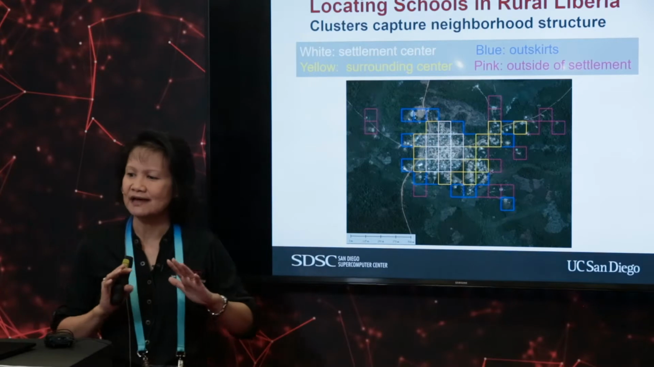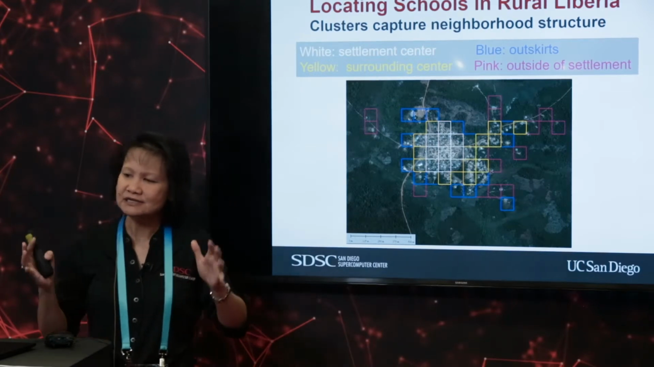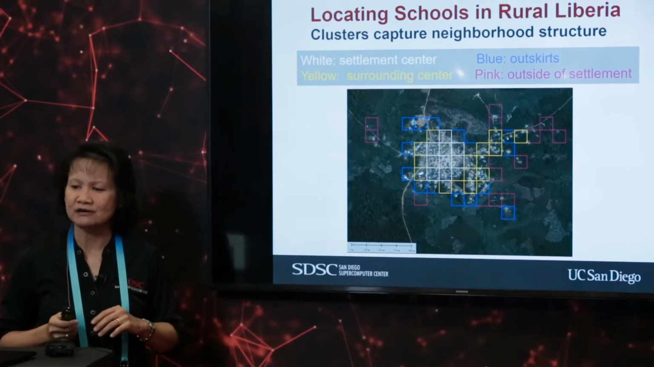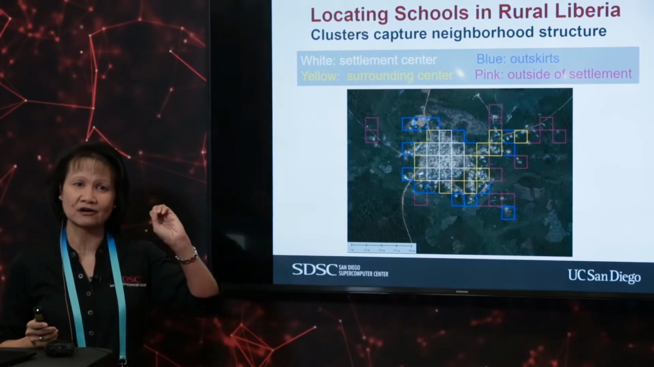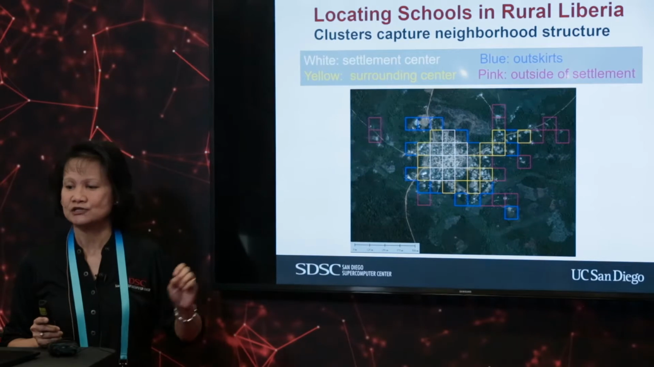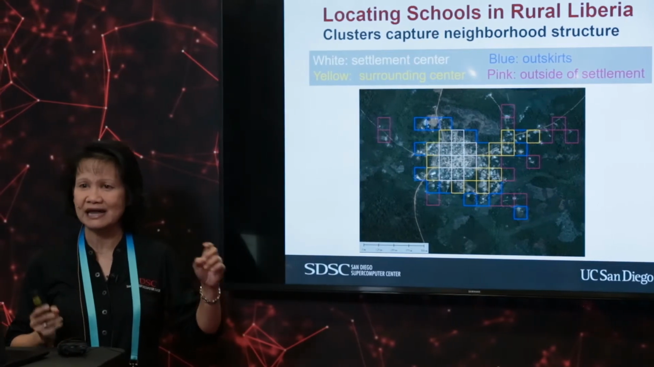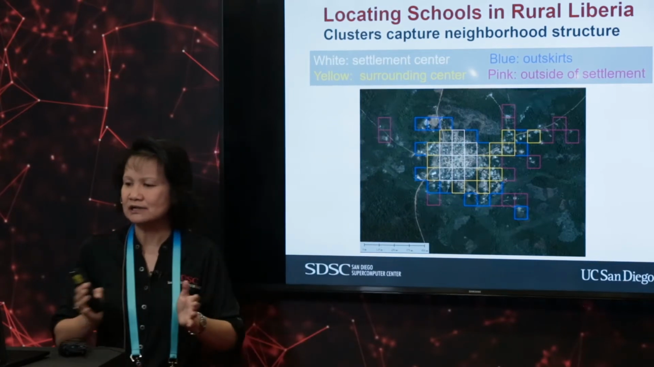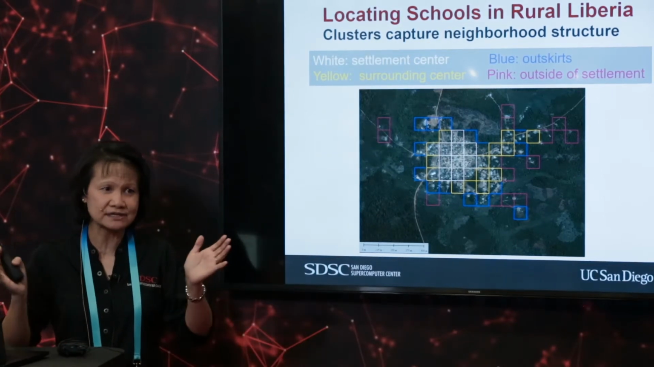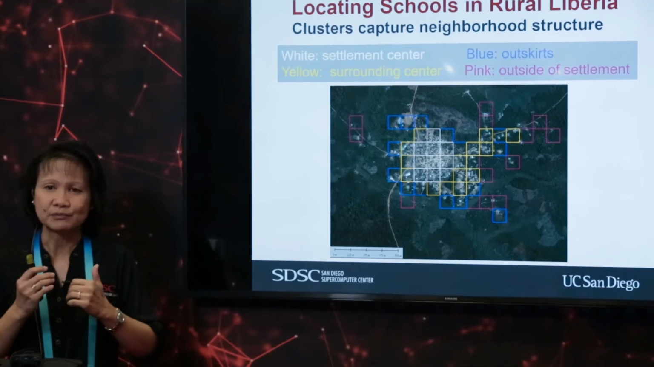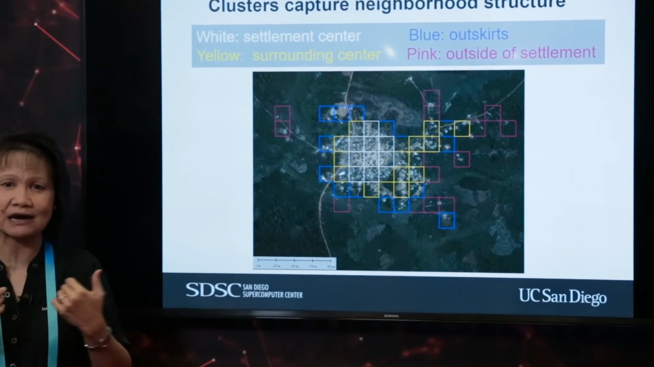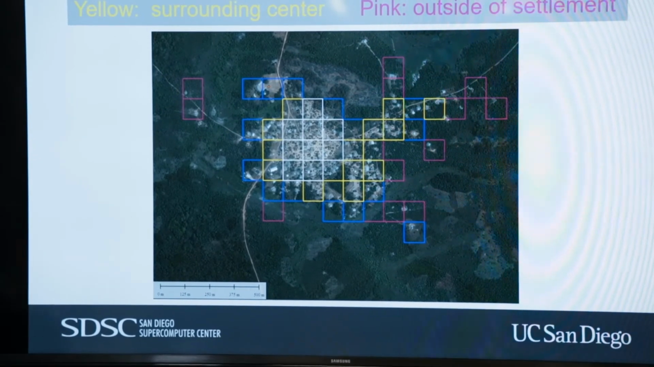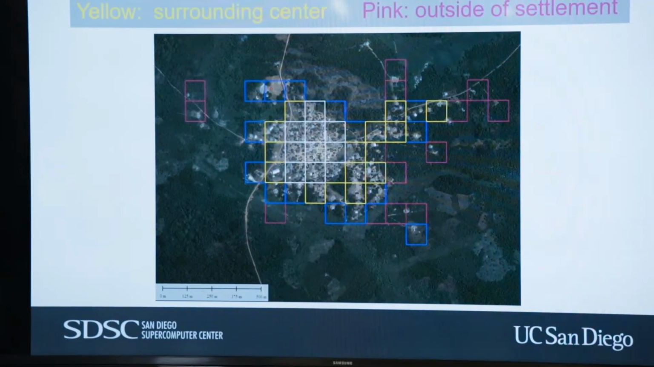And we also see that the clusters together capture the structure of the neighborhood. So what's shown here, the different colors are images that are assigned to different clusters. So what we're seeing here is that the white cluster captures images in the center of the settlement. The yellow clusters capture things that are surrounding the settlement center. The blue cluster captures the outskirts of the settlement, and then the pink cluster captures things that are outside of the settlement in a more rural area.